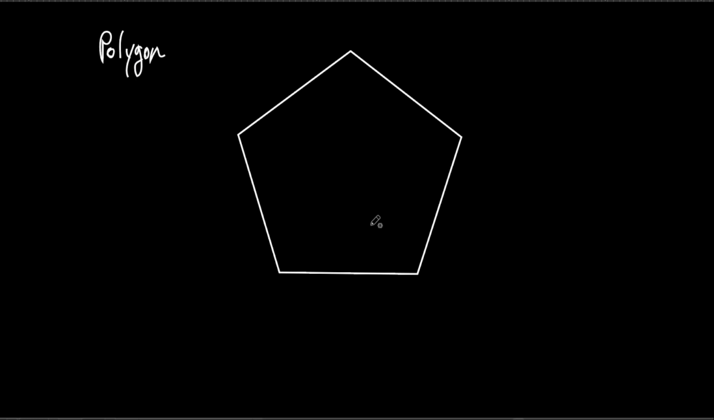Again, this is a specific polygon. I could change this to 4 sides, 5 sides. I could make it 3. Can you have a polygon with 2 sides? No, because it wouldn't be what? It wouldn't be closed. There's no way you could close it in, right?